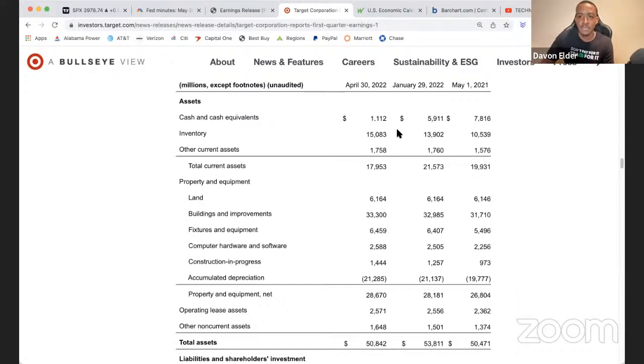Put this into perspective. In order to get off of this inventory, what do they have to do? They have to lower prices. Lower prices will then do what? Lower inflation, because they have to get off of this inventory.